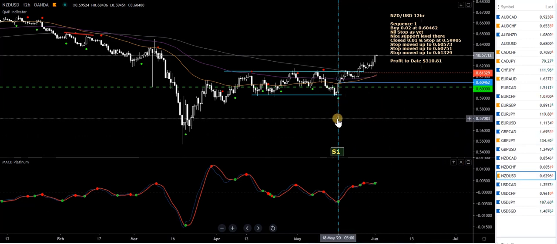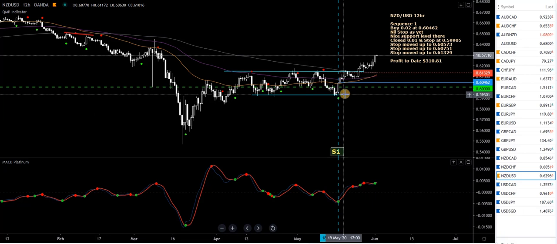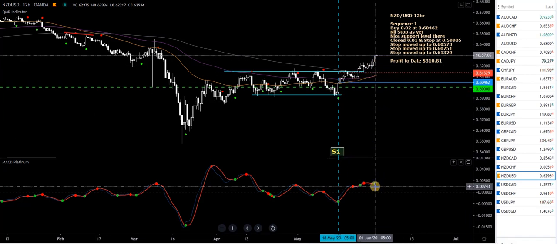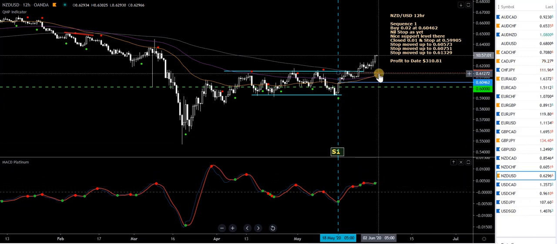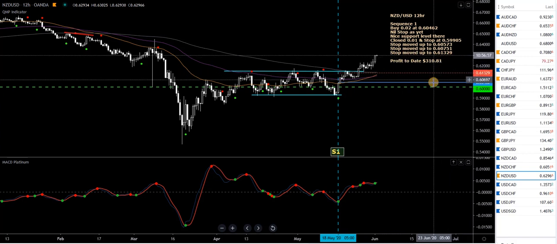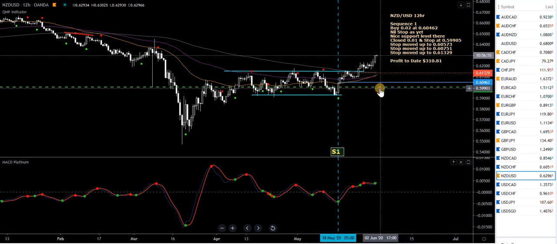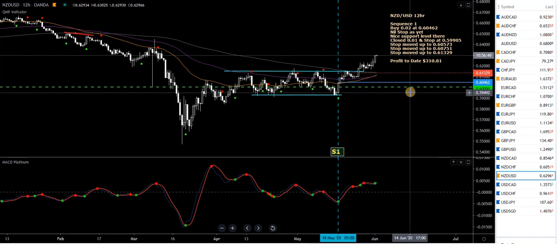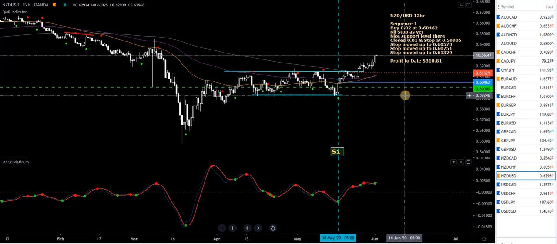And finally, New Zealand USD. I'm in a nice little buy here, and it's gone up, gone up, gone up, and there's a new green dot on the MACD Platinum above the zero level. So all I did this morning was move my stop up again to 61329. Locking in more profit. When you see green lines like this, normally a big number, green dash line. In this case, it's the 60-cent level for the New Zealand against the US dollar.